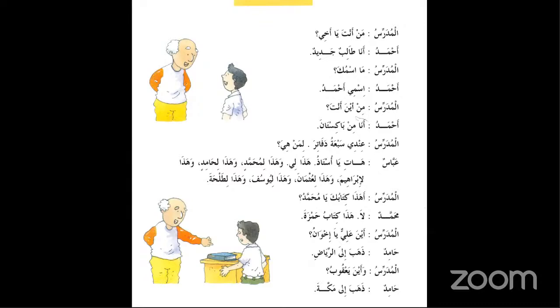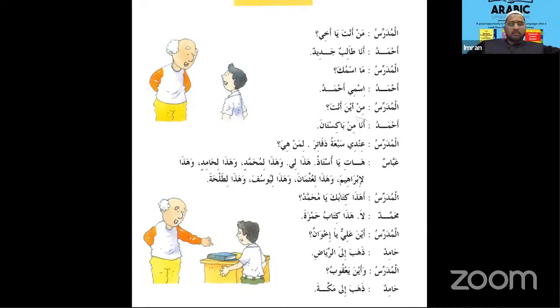Okay. أين علي يا إخوان؟ Where's Ali, oh brothers? ذهب إلى الرياض. He has gone to Riyadh. Okay. Here, أين يعقوب؟ Where is Yaqub? ذهب إلى مكة. He has gone to Makkah. Makkah is a diptote. Excellent. Makkah is a diptote.